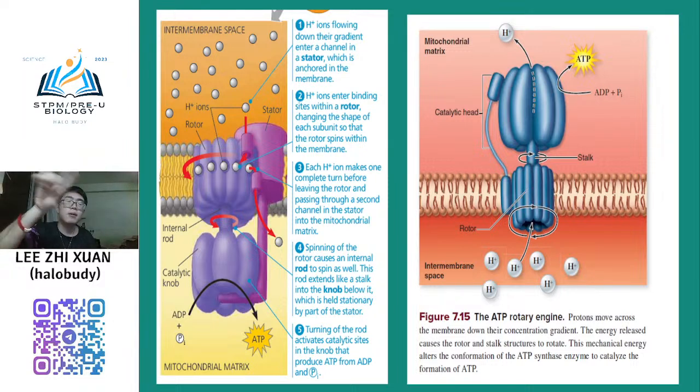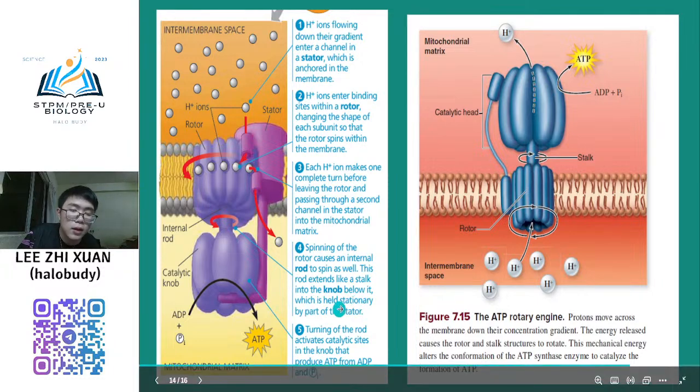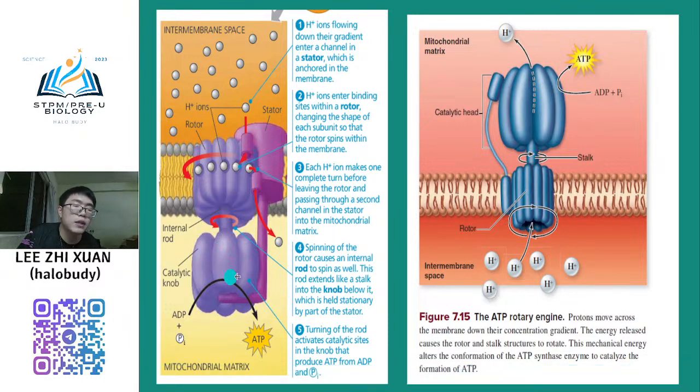Dia macam dah kait-kait relation punya. Dia akan spin juga. Lepas tu, this rod will extend like a stalk into the knot below it, which is held stationary part of the stator. So like that. So it will form the knot like that. So dia akan bengkak lah. Yang dekat bawah punya dia akan bengkak.